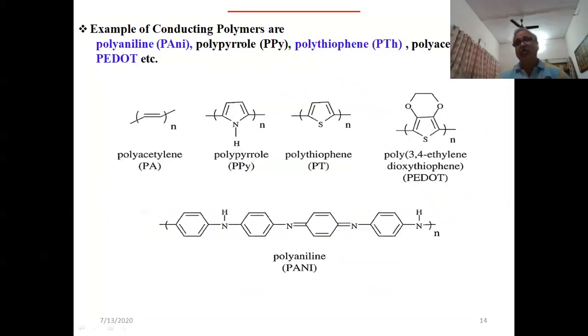Some examples of conducting polymers are polyacetylene, polypyrrole, polythiophene, PEDOT, and polyaniline. In this talk, we take polyaniline because it has many properties. In all these examples of conducting polymers, we see alternating single and double bonds. Compounds or molecules with alternating single and double bonds like this are conducting.